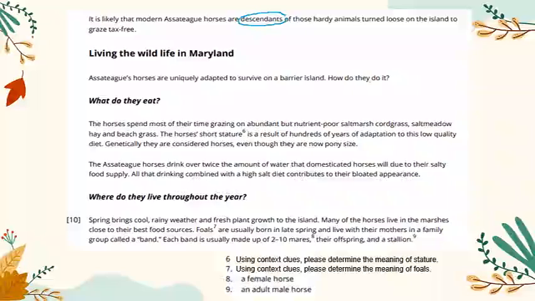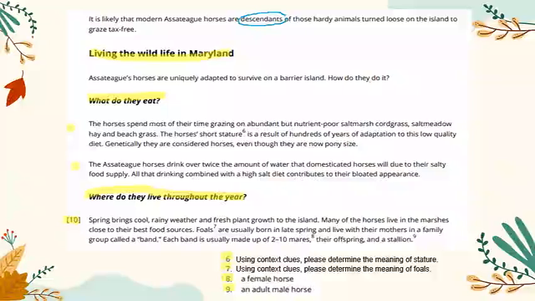All right, so let's look with a highlighter. Just look at our text features here. We have Living the Wildlife in Maryland, that heading with bold print. And then we have 2 subheadings. What do they eat? I would like to know that for sure. And where do they live throughout the year? Now, both of those subheadings are italicized, so they're in that kind of slanted print. We have a 10 indicating paragraph number 10. Now that tells me, of course, that this is 9 and this is 8, and we could keep going. And we have 6, 7, 8, and 9. So we're going to encounter those numbers as we read, and we'll talk about the meaning of those vocabulary words as we go. All right, let's shift back over to the pen.